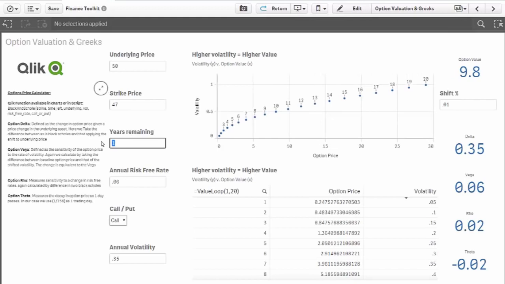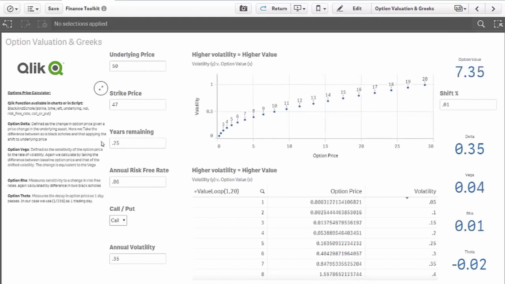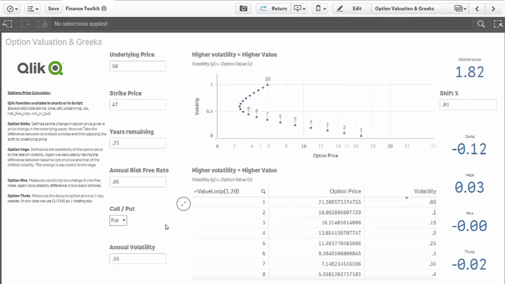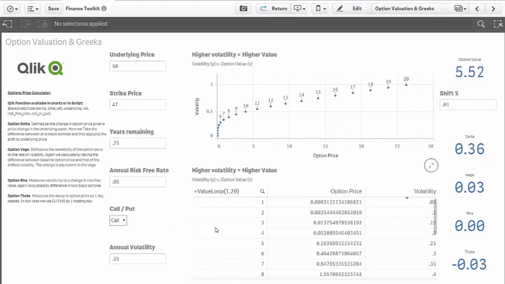You could say it's more likely that my option is going to expire in 3 months, and the chart automatically adjusts. In this particular case, you could actually flip it on its side and analyze what the put looks like or the pricing of the call option.